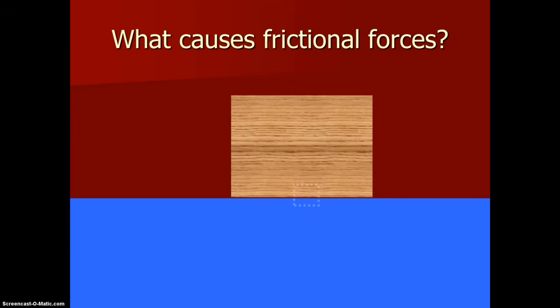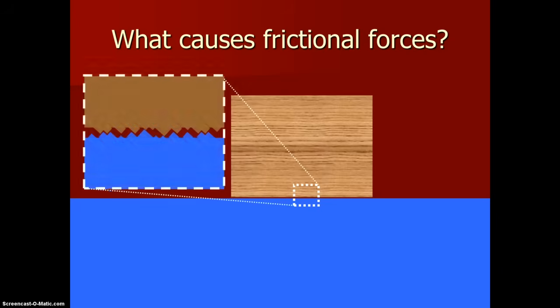What causes frictional forces? Well, two boxes or two surfaces that are in contact may appear to be relatively smooth to us, but if you look at them microscopically, you will discover that there are actually little peaks and valleys and dips and divots, and the two surfaces have a tendency to interlock together. This is what causes friction. The smoother the surfaces, generally, the better you're going to be able to move an object.